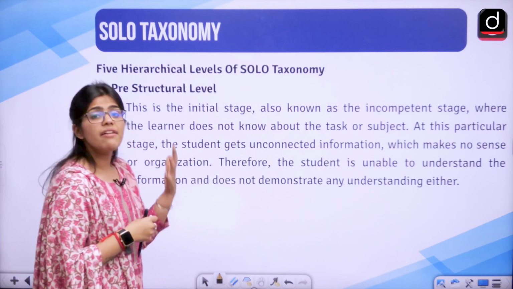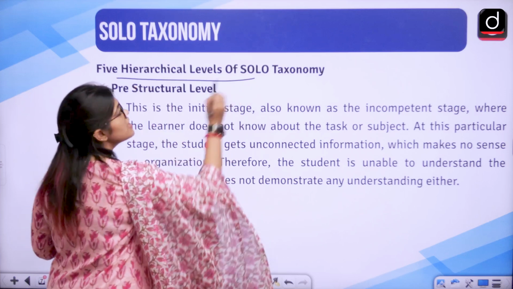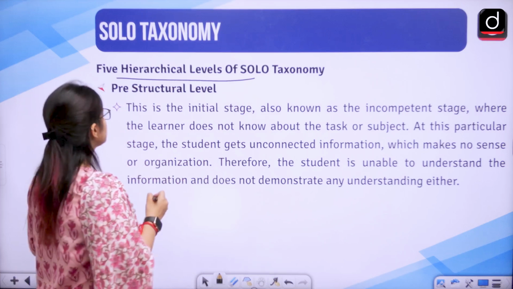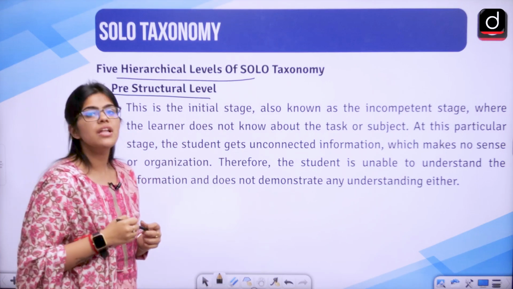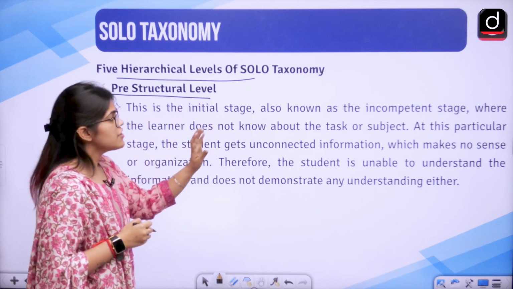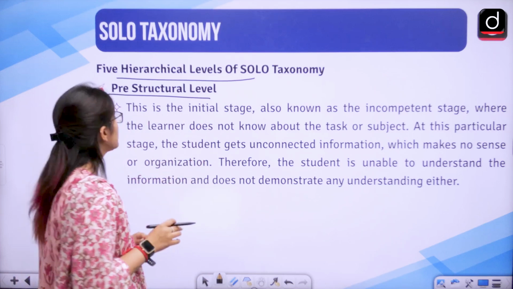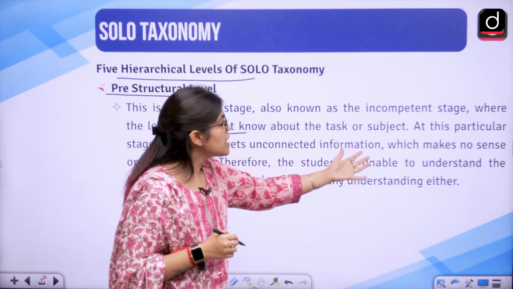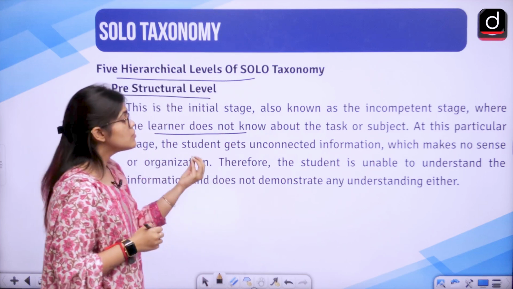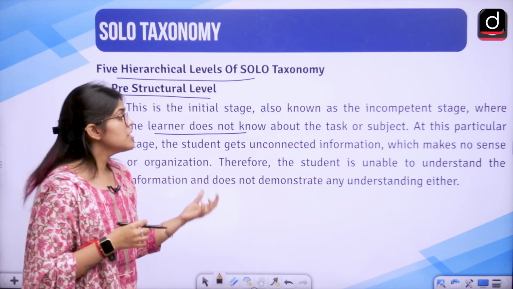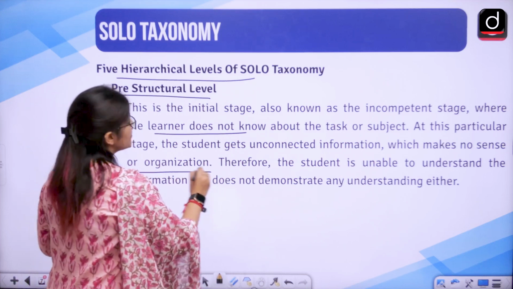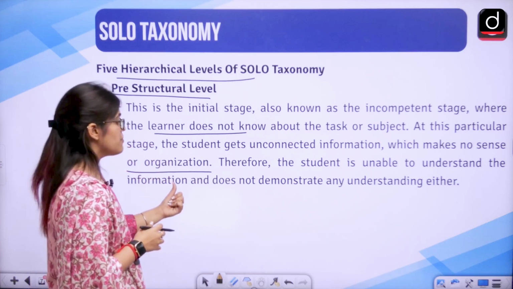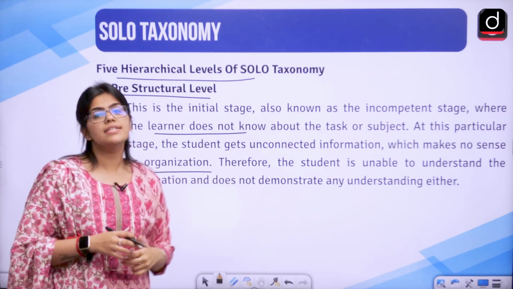There are 5 hierarchical levels of SOLO Taxonomy. Let us see. First is the pre-structural level. In this initial stage, known as the incomplete stage, the learner does not know much about the task and the subject. At this stage, the student gets unconnected information which makes no sense, and there is no organization. Therefore, the student is unable to understand the information and does not demonstrate any understanding either.